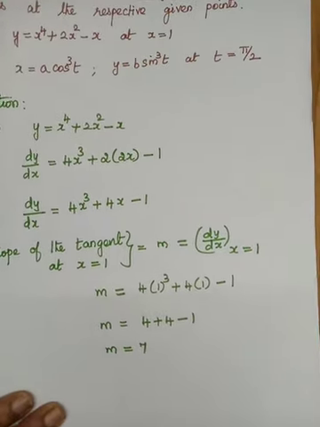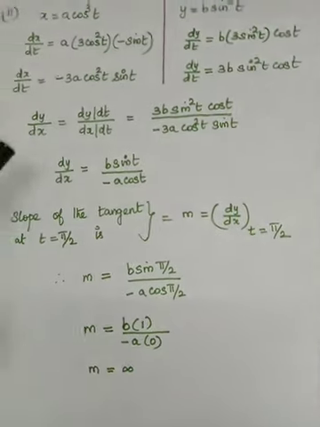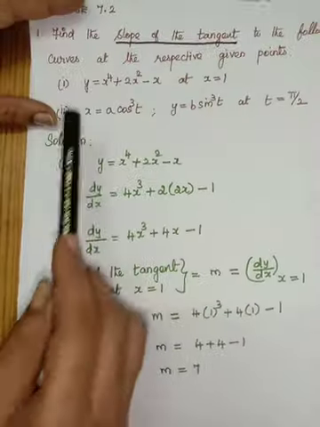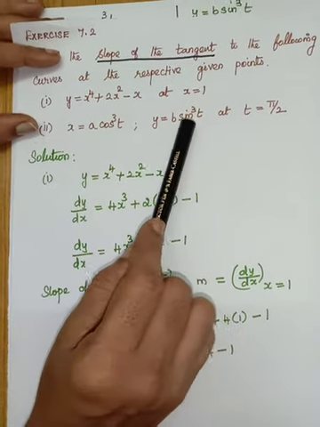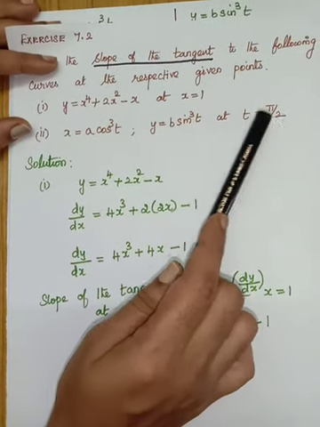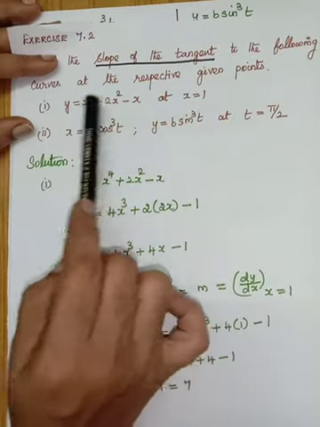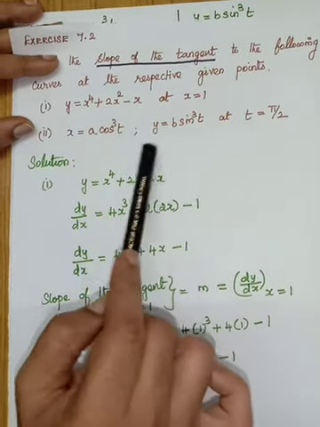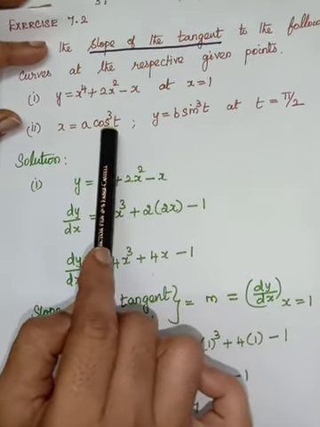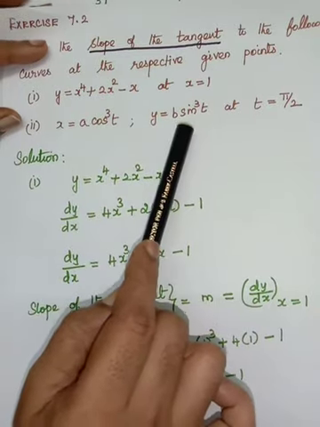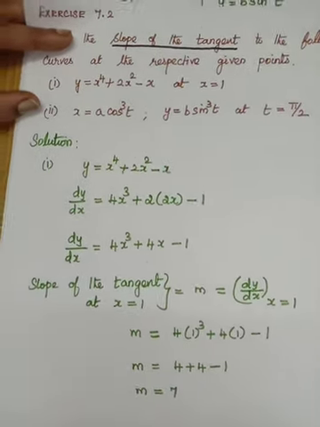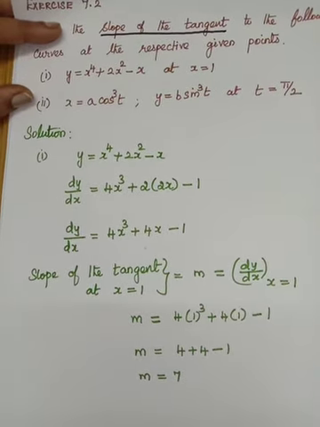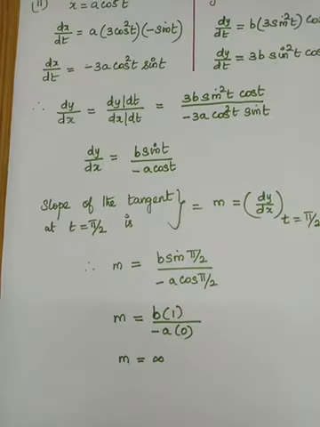Okay. See the second subdivision. x = a cos^3 t, y = b sin^3 t, at t = pi/2. So here the parametric equations are given. The parameter is t. You have studied how to differentiate parametric equations in 11th standard. So we are going to differentiate.